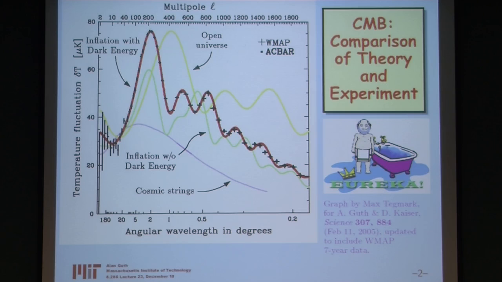And there's also something called cosmic strings that we haven't talked about, which was for a time thought to be a possible source of the fluctuations in the universe. But once this data came in, that became completely ruled out.